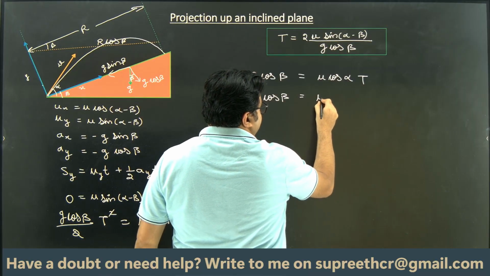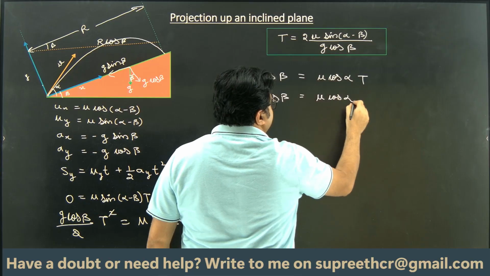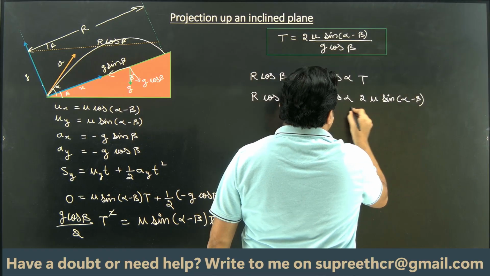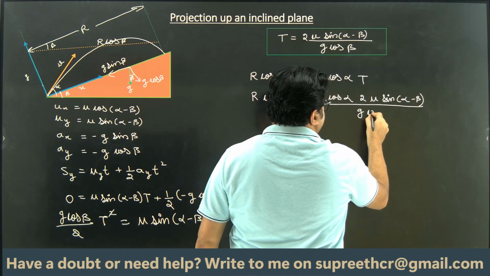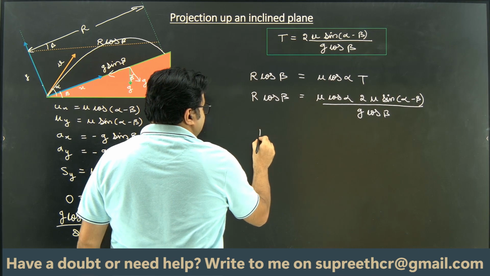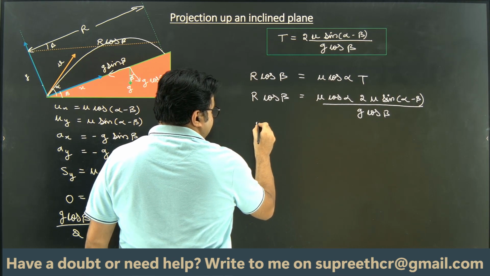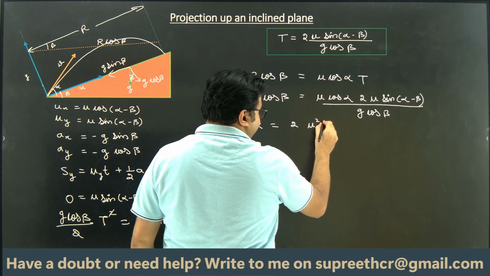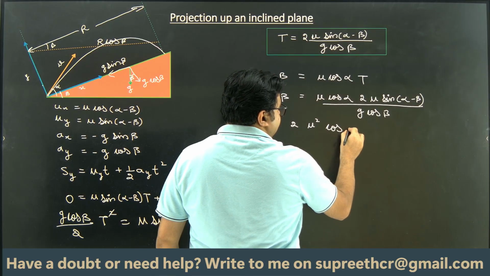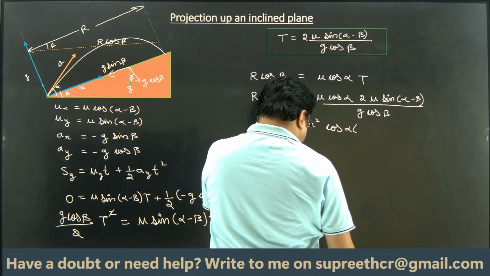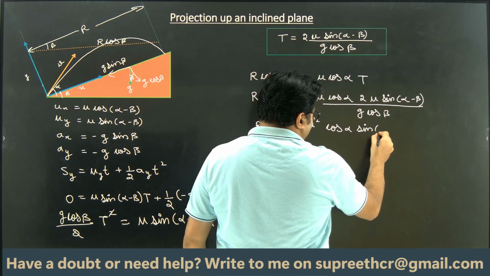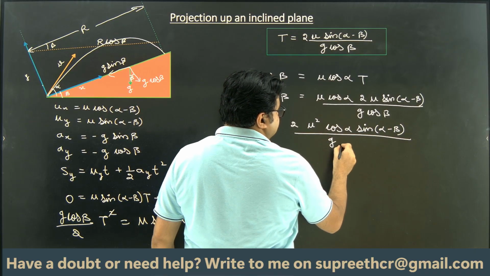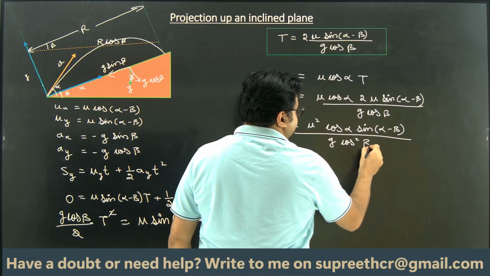Having said that, what does r cos beta become equal to? R cos beta becomes equal to u cos alpha multiplied by t, which is 2u sine of (alpha minus beta) divided by g cos beta. And what does r become equal to? R, dear friends, becomes equal to 2 multiplied by u into u, which is u square, and then you have cos alpha multiplied by sine (alpha minus beta) divided by, we've set this cos beta down, so we have g cos square beta.